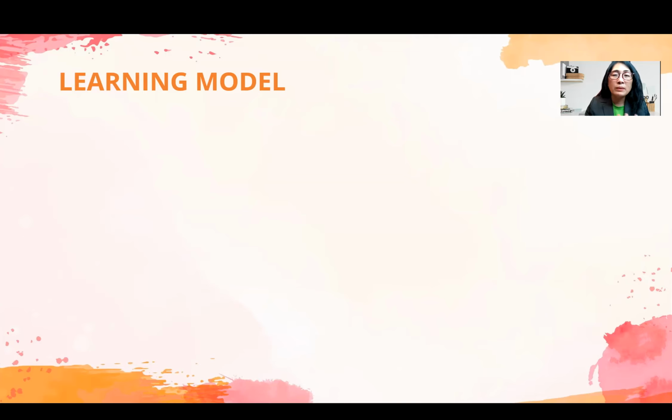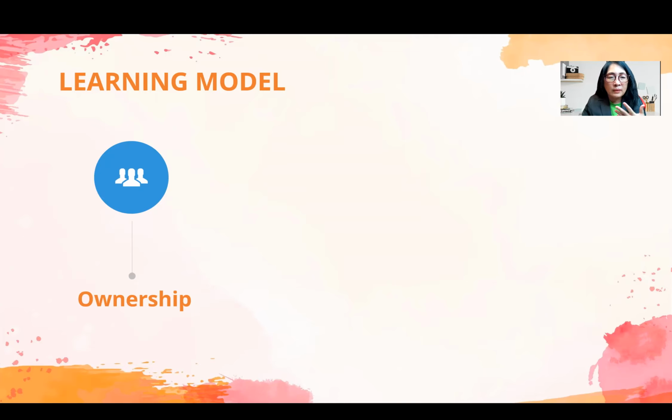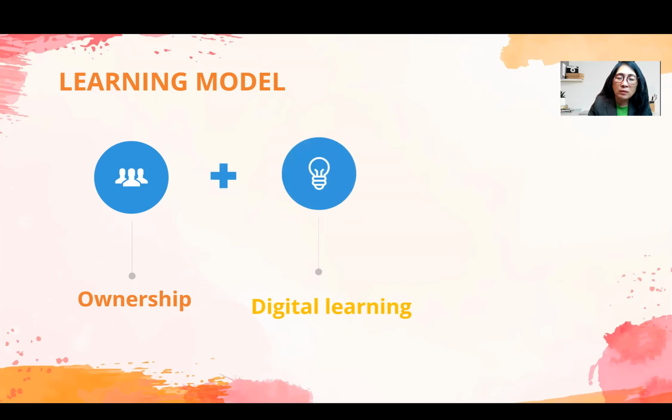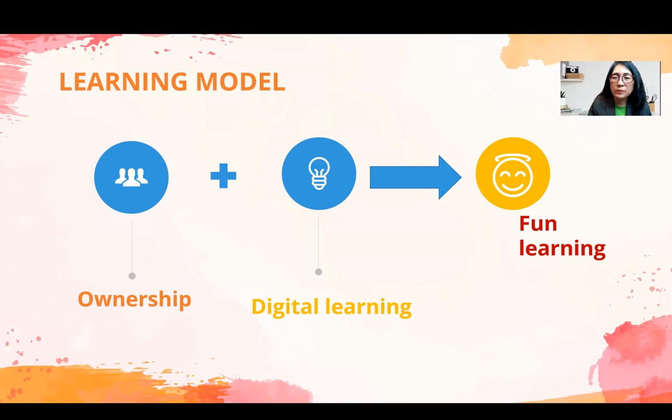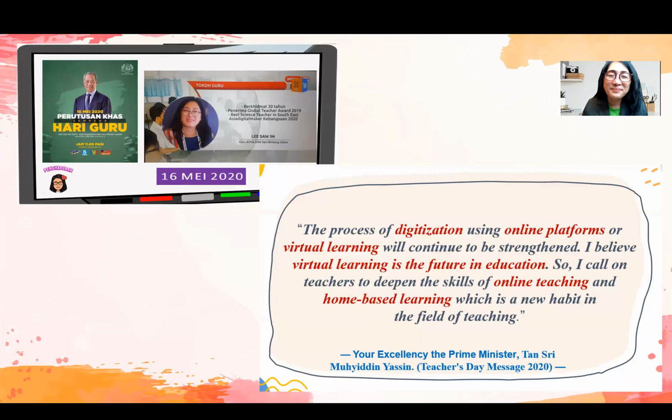I strongly believe that when the teacher gives ownership to the students, in doing assignments or choosing the method to conduct the activity in the classroom, together with digital learning, it will produce fun learning. This is like a chemical reaction, like acid reacting with base to form salt and water. So with ownership and digital learning, I believe it will produce fun learning. I call this model Only Fun.